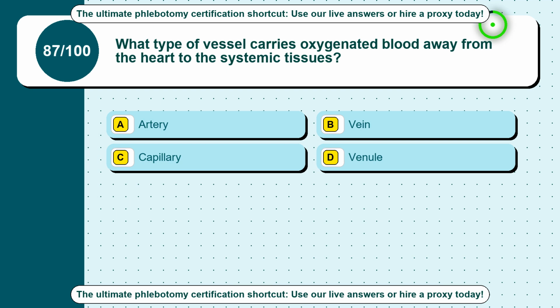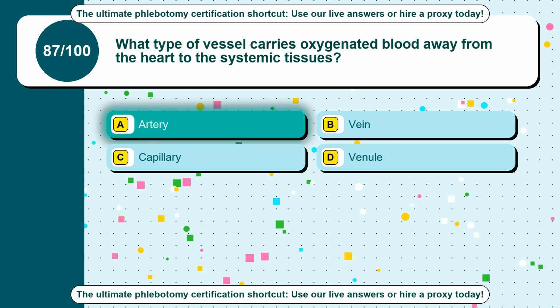Question 87. What type of vessel carries oxygenated blood away from the heart to the systemic tissues? Option A. Artery. Option B. Vein. Option C. Capillary. Option D. Venule. The correct answer is option A.